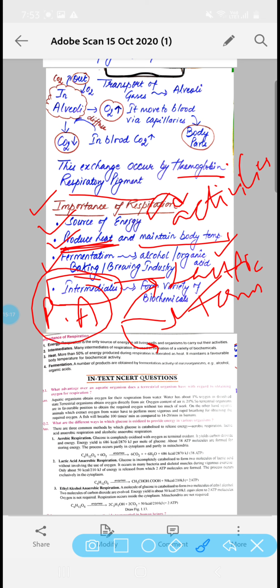I hope up till now you have understood the complete process of respiration: what is respiration, its definition, types of respiration. Then the respiratory system, respiratory surface, respiratory organ, all these terms are now clear to you. And lastly we have discussed the mechanism of breathing as well as the transport or exchange of the gases. So that was all about respiration.